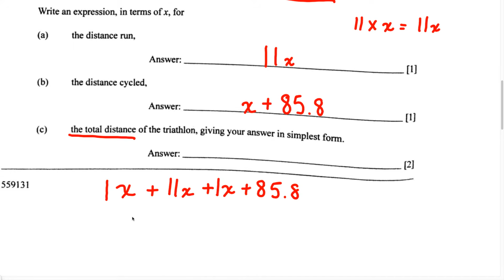Now we're going to add like terms. We can see we have an x, and we have another x. Therefore, we're just going to add the coefficients. In our calculators, we're just going to put 1 plus 11 plus 1, and that's going to give us 13x plus 85.8. And because these are unlike terms, and there is nothing else we can do with this problem, the total distance for the triathlon is going to be 13x plus 85.8. This is going to be our answer.